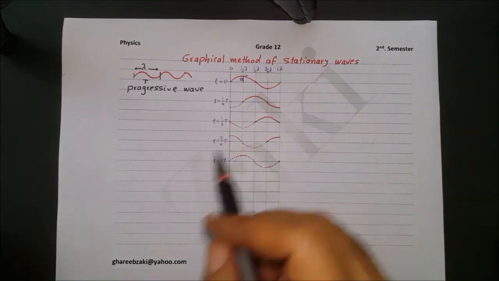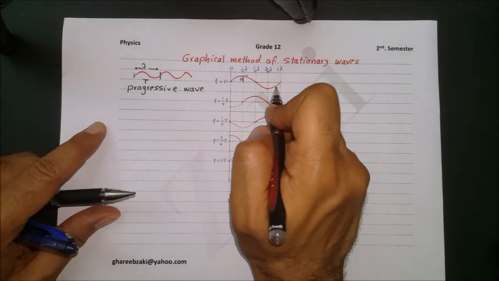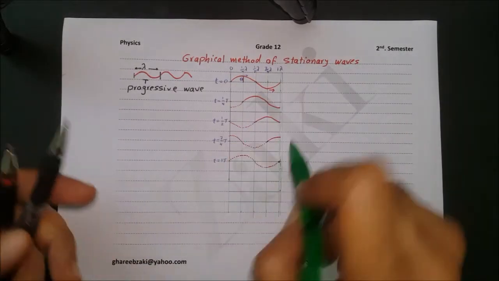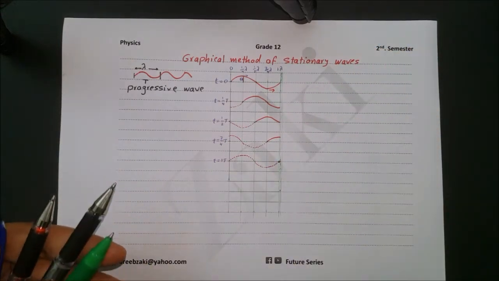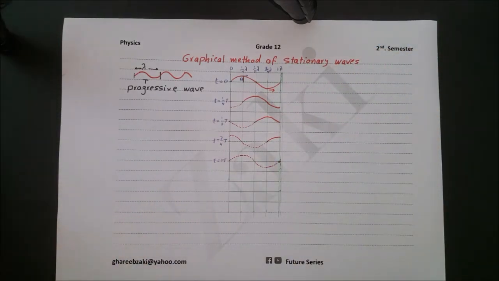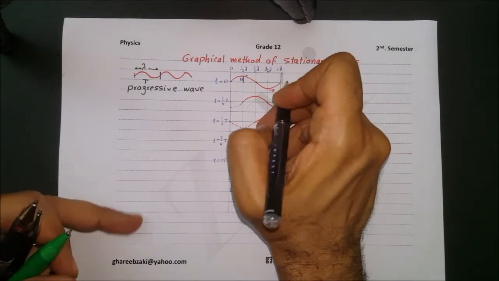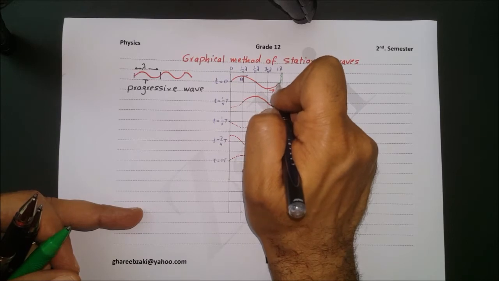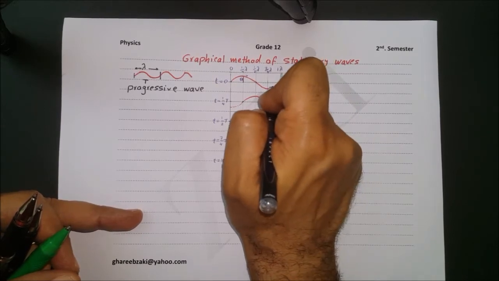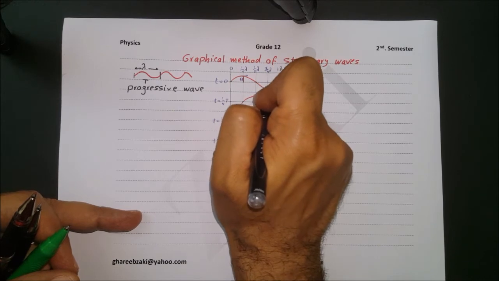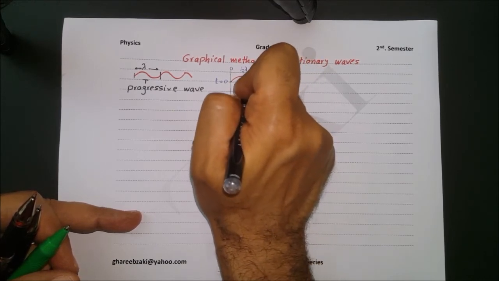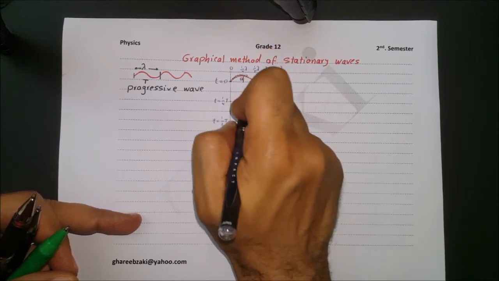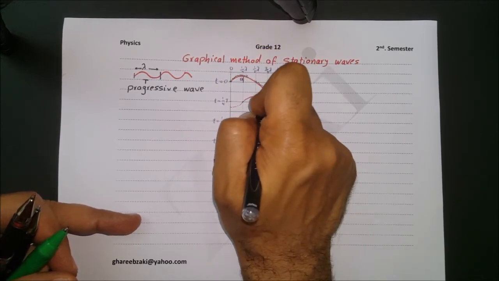Now what happens to this wave? This wave moving in this direction strikes this medium. It will be reflected back. So after reflection, it becomes like this. So this is the reflected wave. So we have two waves, the incident wave and the reflected wave.